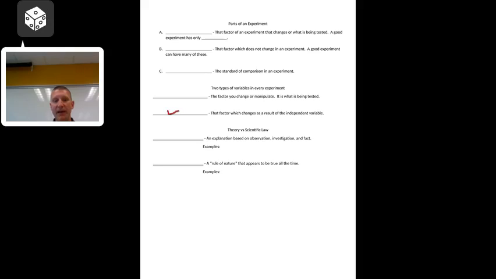Now, the dependent variable, D-E-P-E-N-D-E-N-T, is that factor that doesn't change. Well, I'm sorry, it changes, but it changes as a result of the independent variable. The dependent depends on the independent. Imagine that. That's where the term comes from.